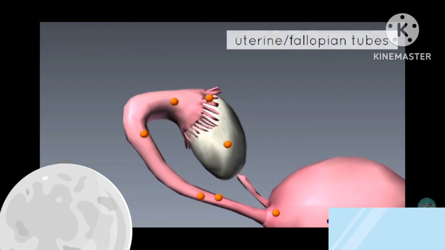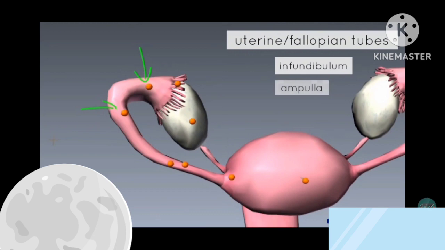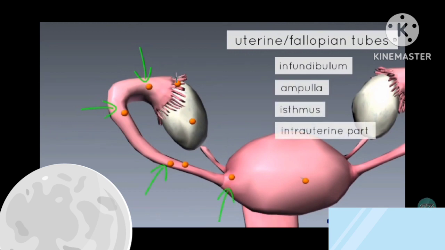So the uterine tube has 4 parts. It's got an infundibulum, an ampulla, an isthmus, and an intrauterine part. So you've got, as I mentioned before, the fimbriae here, and then the wide distal part is known as the infundibulum. And then as we come around, we've got the ampulla, which is the middle and longest part of the uterine tube, and it's the most common site for fertilization of the egg by the male sperm. So that's an important point to remember.